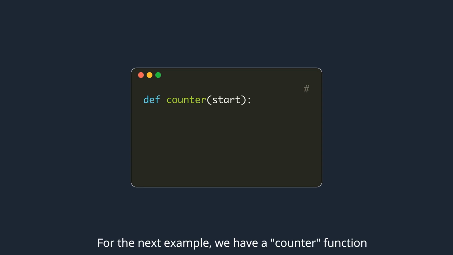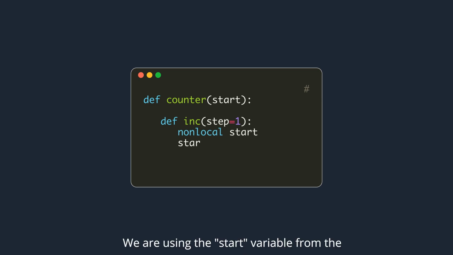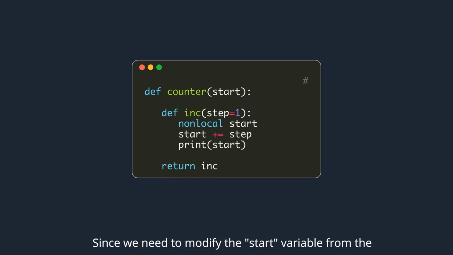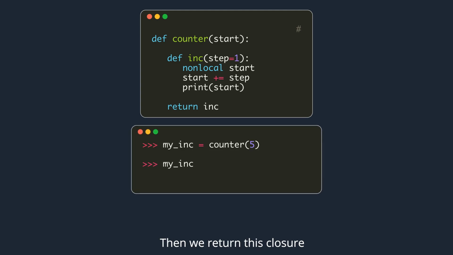For the next example, we have a counter function that takes a start value as input. Remember that the function's input parameters are also part of its local namespace. Inside its body, we define an incrementer function that takes a step value with a default value of 1 as input. We are using the start variable from the counter function local scope in the incrementer function, thus making it a closure. Since we need to modify the start variable from the incrementer function's body, we use the nonlocal keyword. Then we return this closure.